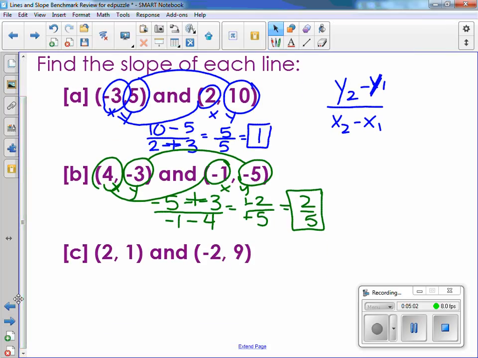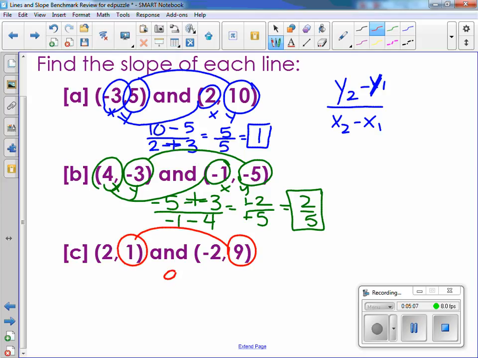All right. And the last one's going to be 9 minus 1 over negative 2 minus 2.